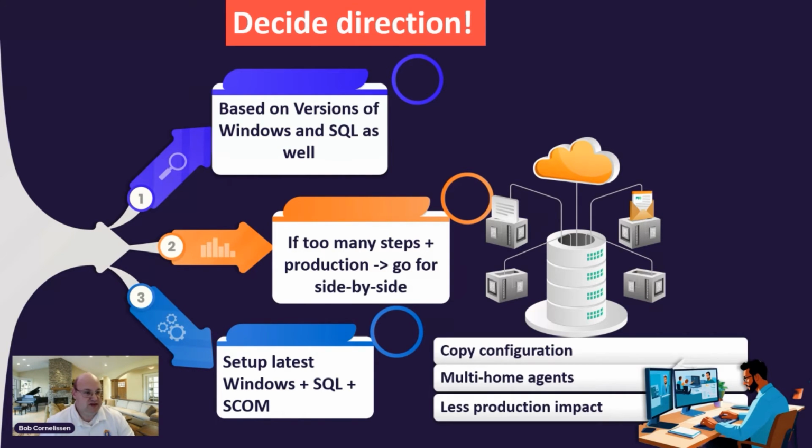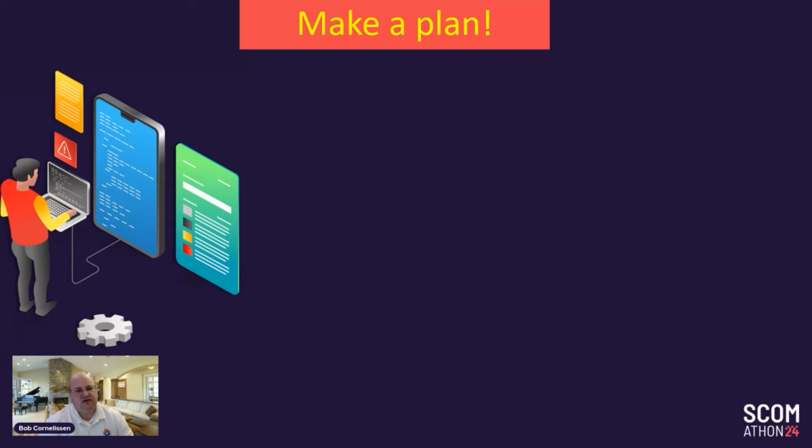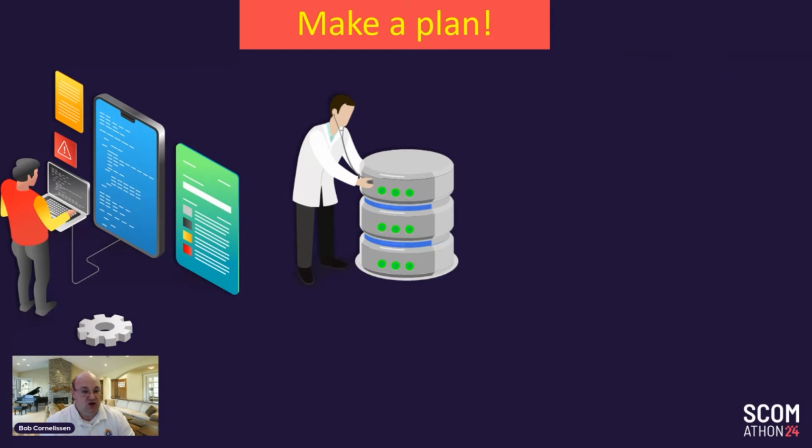Next, you will then copy over the configuration, multi-home the agents, and migrate with less production impact if you do a side-by-side. So when upgrading or migrating a complex piece of infrastructure with varying numbers of connections to other systems, we need to create a plan. What we always do when doing a migration is to run our technical health check.